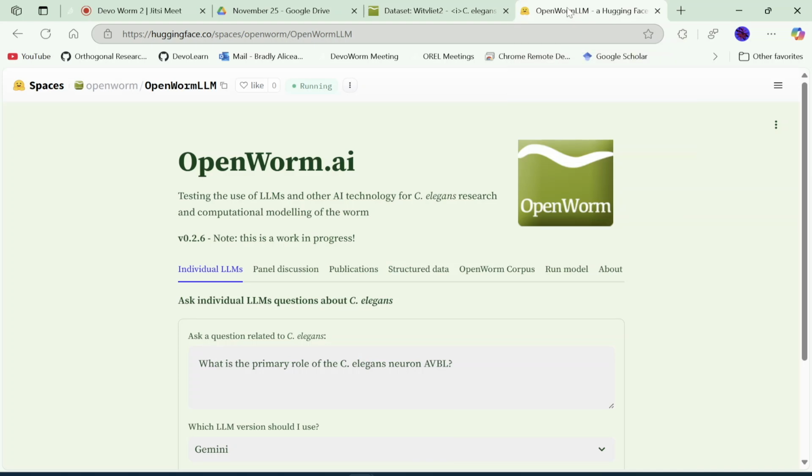Now we have what they're calling OpenWorm.ai, and the idea here is to take a large language model. This actually runs on Hugging Face. The URL is OpenWorm.ai, so you can reach it through there, but it's run off of Hugging Face, and it's hosted there with a number of large language models that you can use that are trained for this purpose, which is to ask individual large language models questions about C. elegans. You ask them about something from the C. elegans literature, and you get an answer coming out. So this is the individual LLM stub.